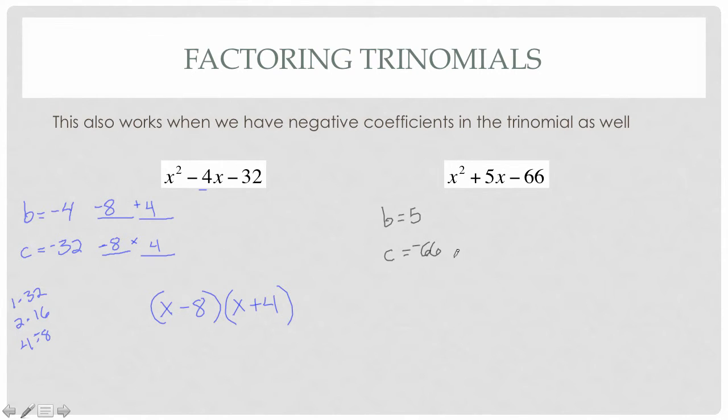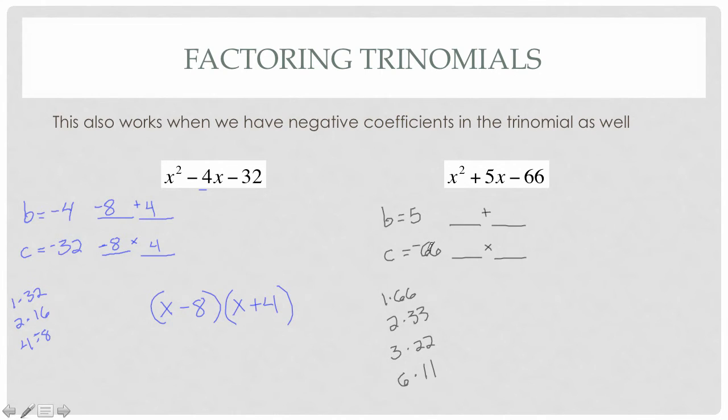And now I've got to find my two factors, right? Two numbers that multiply to negative 66 but add to positive 5. Let's start listing out 66s. So it's 1 times 66, 2 times 33, 3 times 22, 4 does not go in, 5 does not go in, 6 and 11, 6 times 11, and that's all of them.